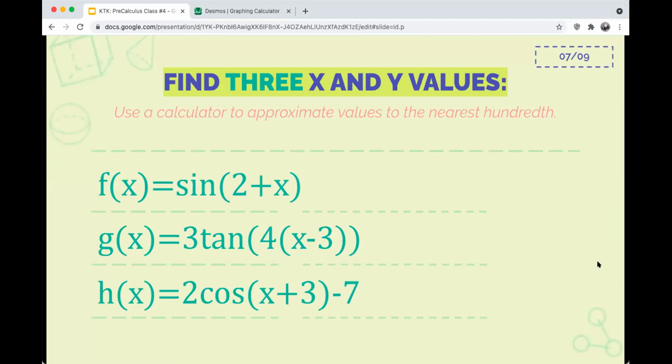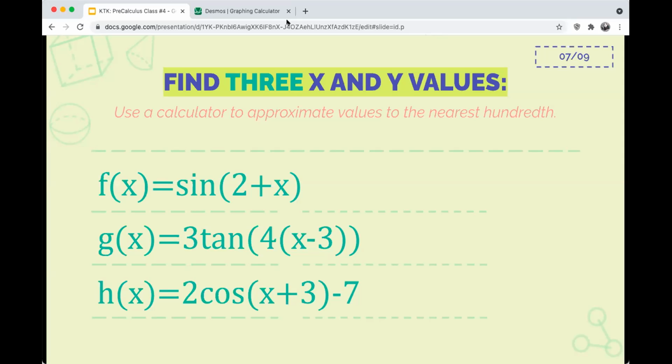Now for our quick exercise, we're going to find 3 x and y values and use a calculator to approximate these values to the nearest hundredth. Just pick one of these 3 equations to find 3 x and y values for.